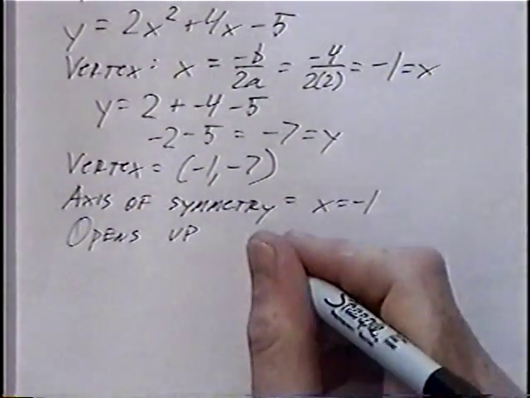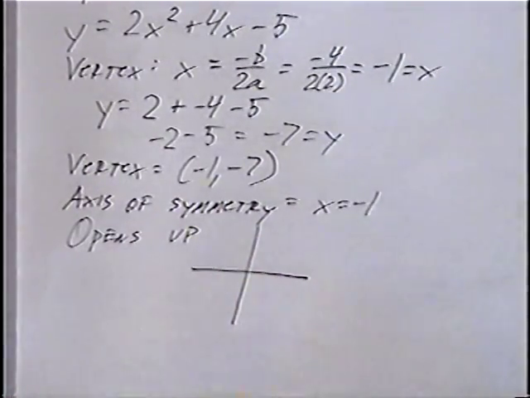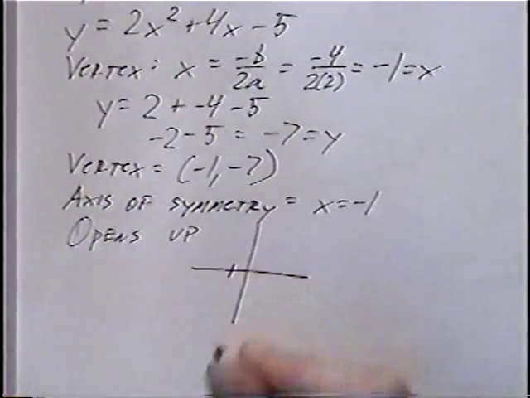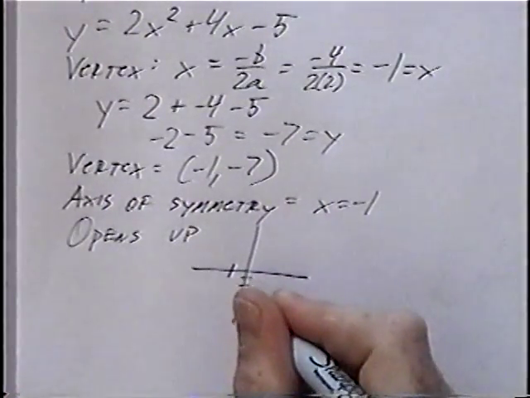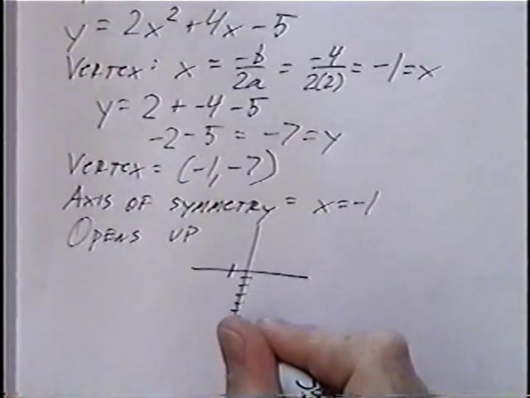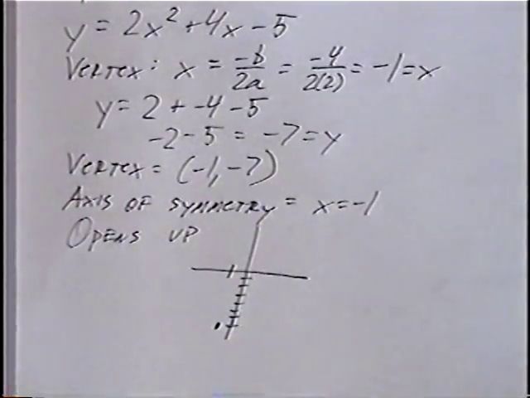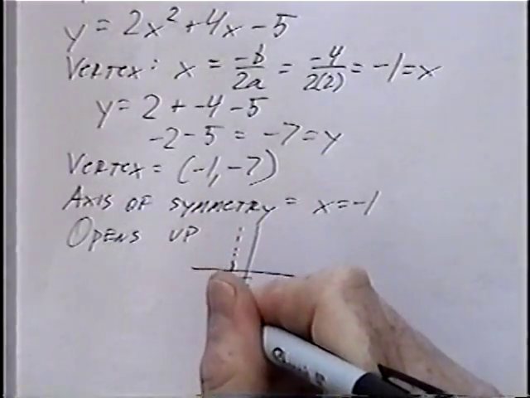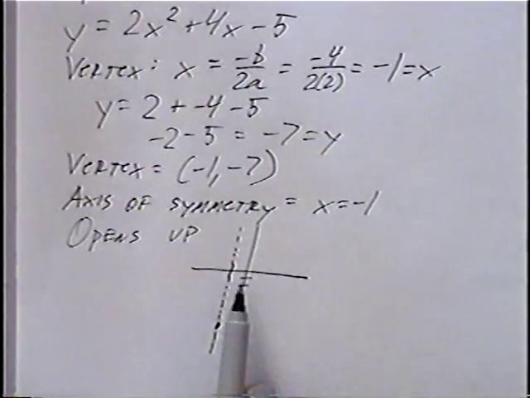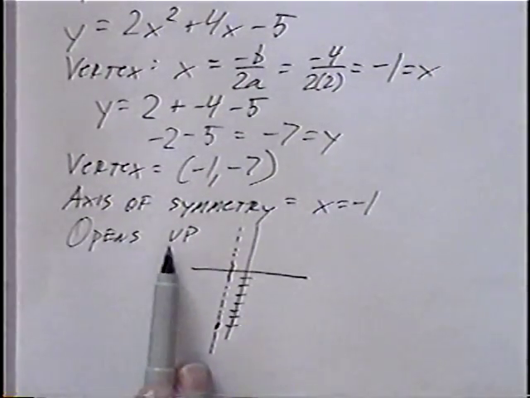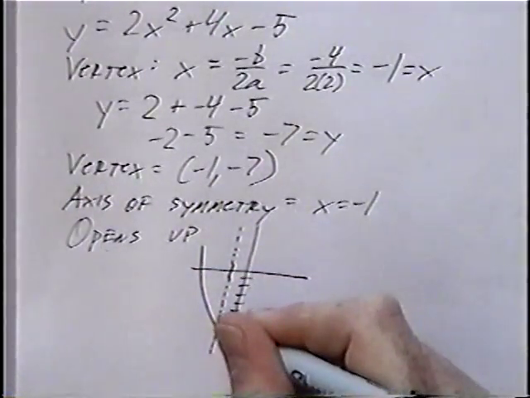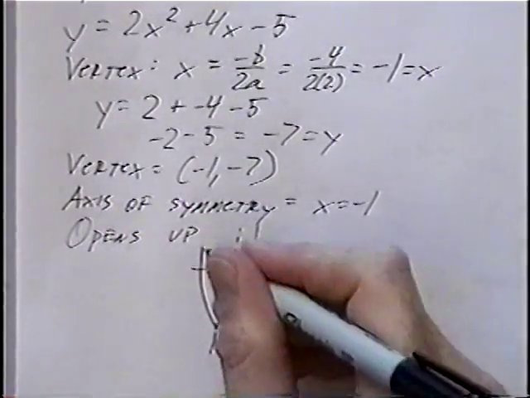Last part will be to graph. If we have a vertex, negative 1, negative 7, negative 1 would be the x value, negative 7 would be the y value. The axis of symmetry, we'll draw a dashed line straight down through the vertex. This cuts the graph in half, so one side looks exactly the same as the other. And this parabola opens up, which means it'll start at the top, curve down to the vertex, and then the curve on the right side looks the same.